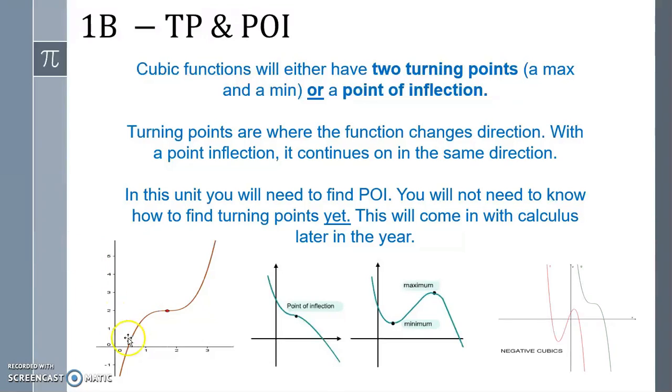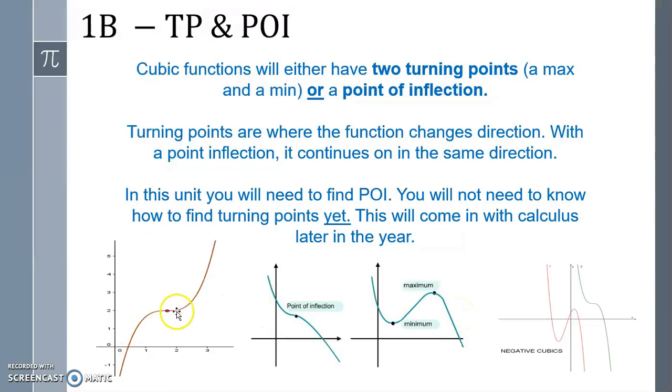So you can see in the first one here, if you can see my mouse, it's going positive, positive, positive, positive, positive, flat, positive, positive, positive, positive. So that one doesn't change direction. So that's not a turning point. That is a point of inflection. Okay. This one over here, you can see going negative, negative, negative, negative, flat, positive. Okay, so it changes directions there. That is a turning point. Same up here, it's going positive, positive, positive, flat, negative, negative, negative. It changes direction. Therefore, it is a turning point.